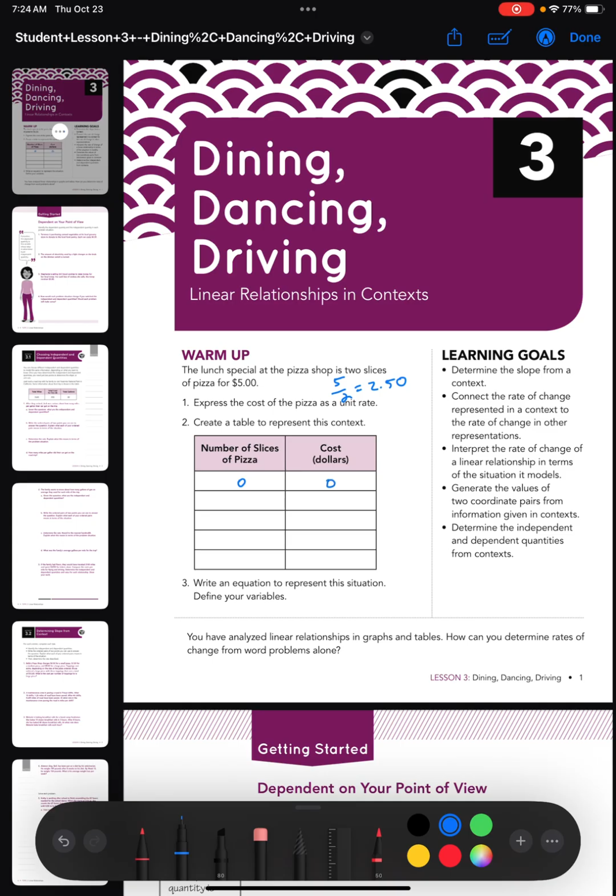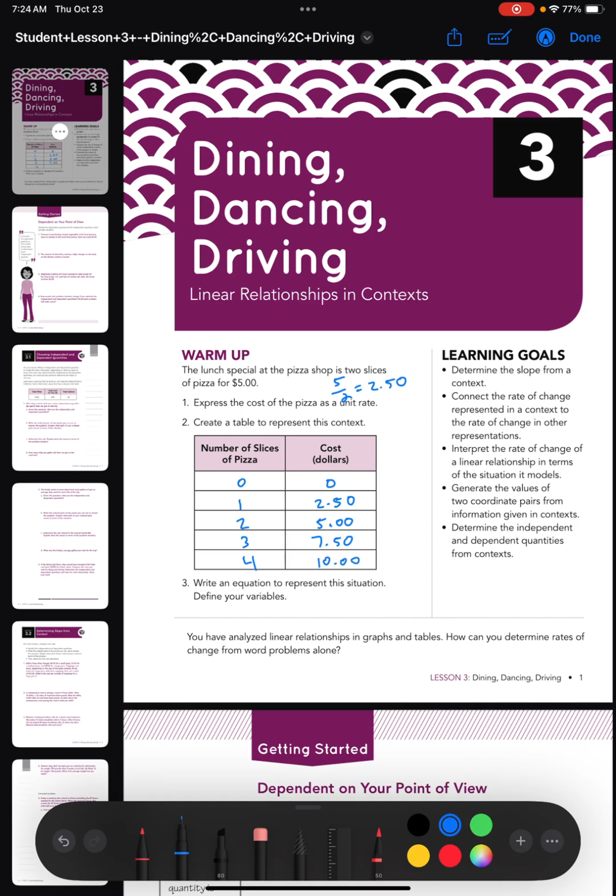So if we wanted to create a table, obviously we know if we buy 0 slices, our cost is going to be 0. Our unit rate, 1 slice is $2.50. 2 slices we know is $5, and then we're increasing by that unit rate. We're going up by $2.50. So 3 slices would be $7.50, and then 4 slices would be $10.